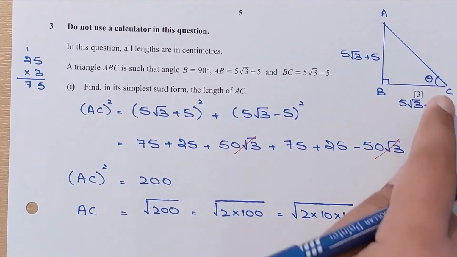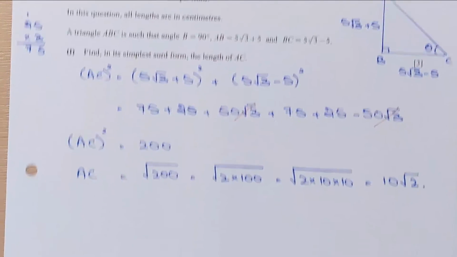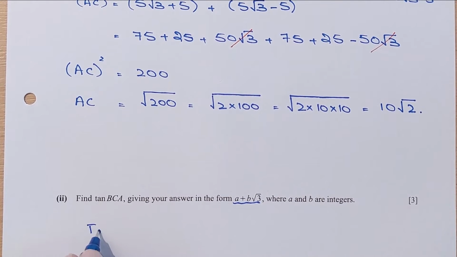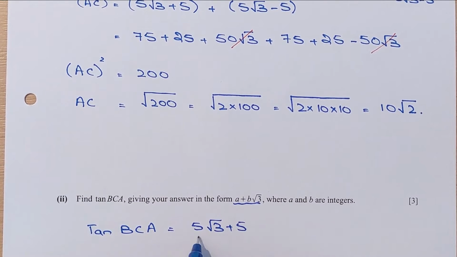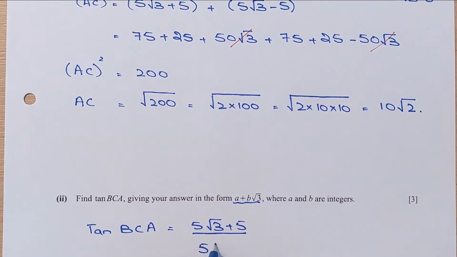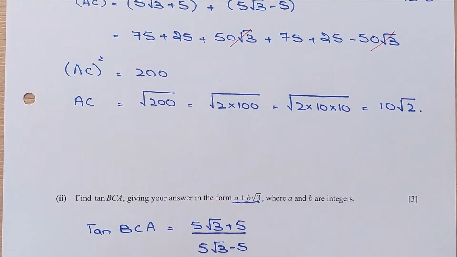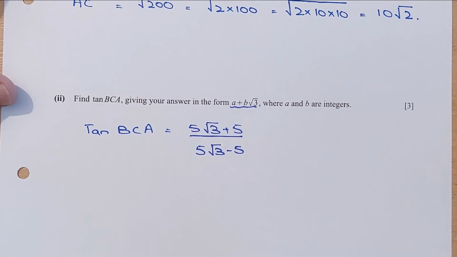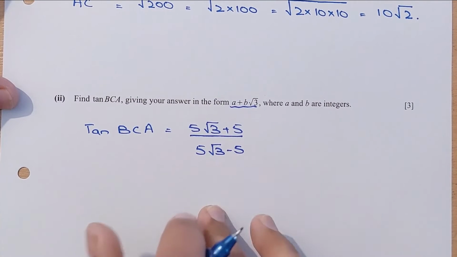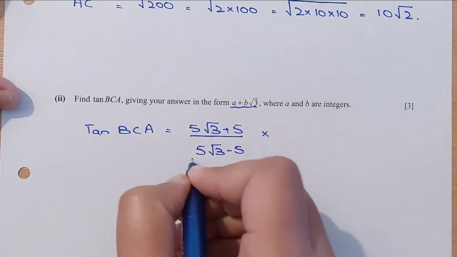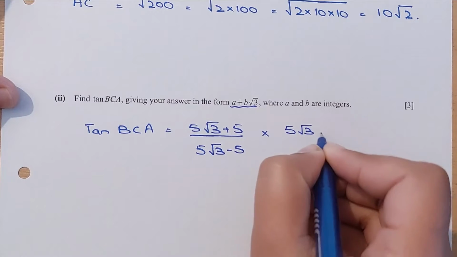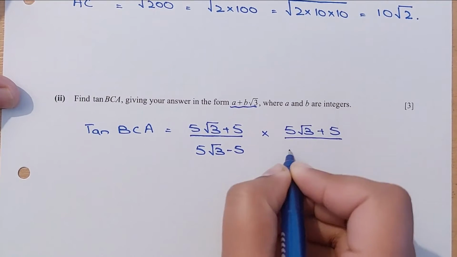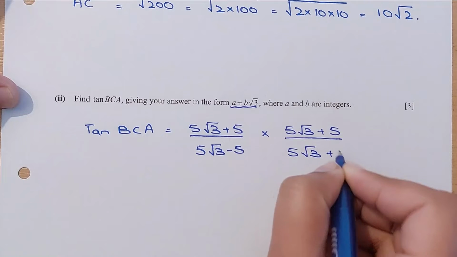Okay, so we have opposite and adjacent, so again using the tangent. Tan of BCA: the opposite side is 5 square root of 3 plus 5, divided by the adjacent side, which is 5 square root of 3 minus 5. We have to write the answer in the simplest form, so we have to rationalize, multiplying and dividing by the conjugate of the denominator: 5 square root of 3 plus 5 divided by 5 square root of 3 plus 5.